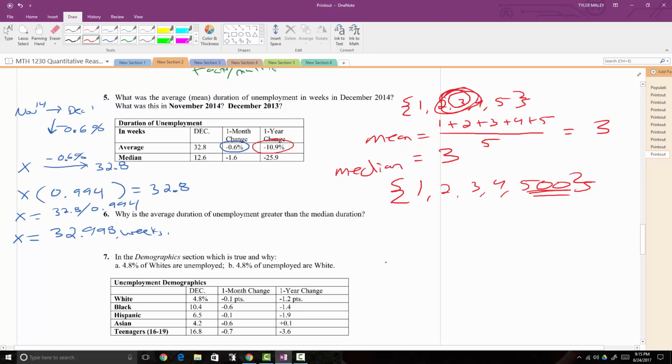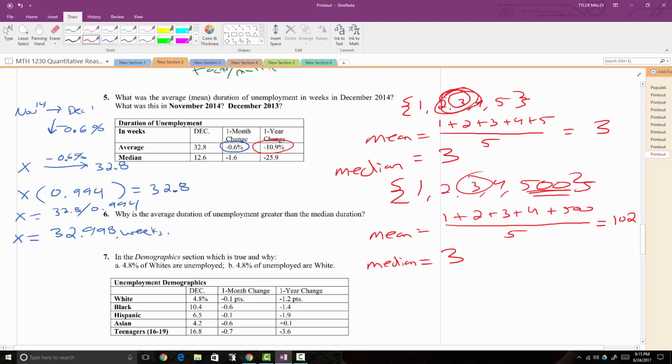Median. So the mean is the sum of the x's, so 1 plus 2 plus 3 plus 4 plus 500, all divided by 5. So that's 3, 6, 10, 510. 510 divided by 5 gives you 102. So this mean is 102. So then the median would be the middle value, which is still 3.